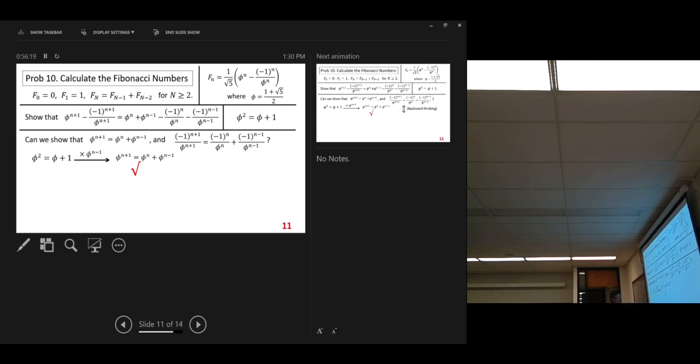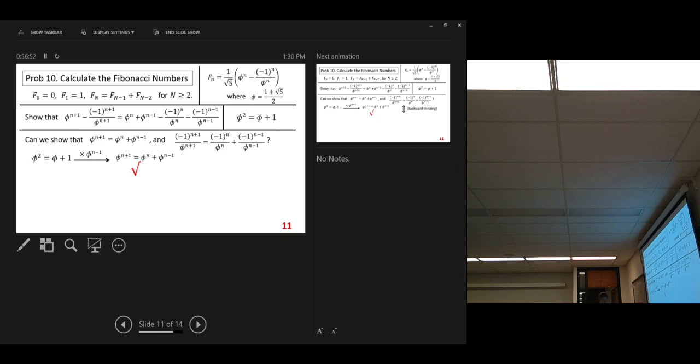What about the right side? 1 plus n minus 1, is that n? 1 times anything, that's the same thing. So you verify in this way. So the first equality is verified. Then the second equality must be true if the whole statement is correct.